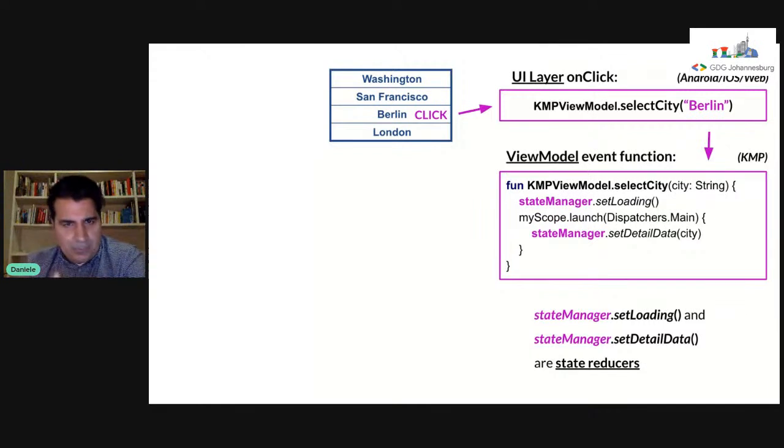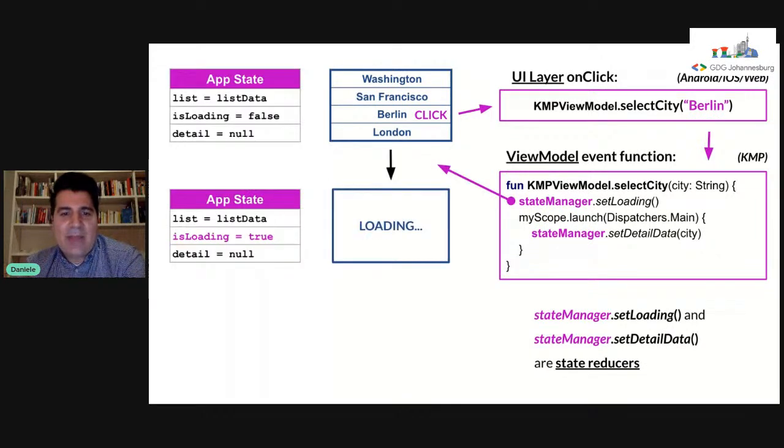Because in this sample app, what we are doing is clicking on an element and we want to load some data. But before loading and getting some data, we actually want to display a loading screen. And this is what the set loading state reducer is doing. We just click and then we call this state reducer, which just changes a flag, our is loading flag, from false to true. And this triggers a change in our UI, which displays a simple loading screen.